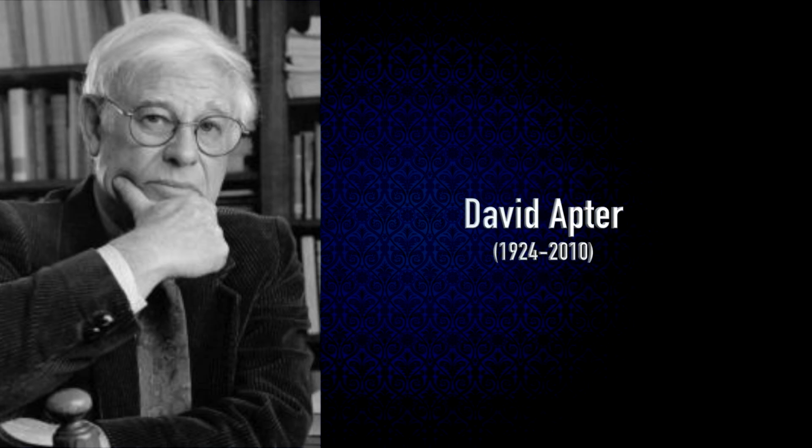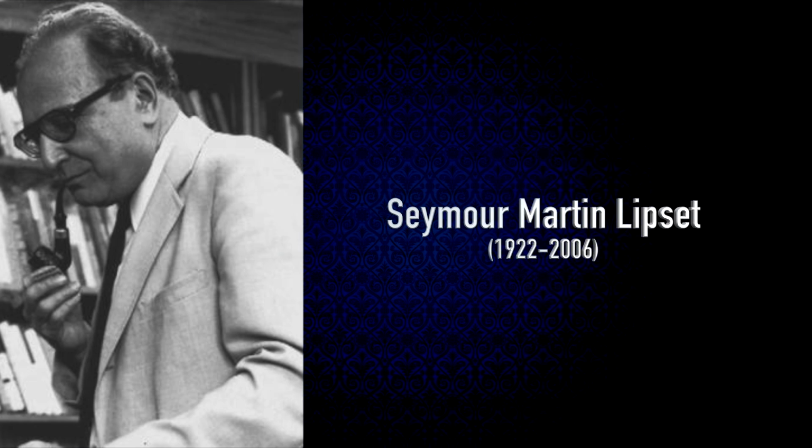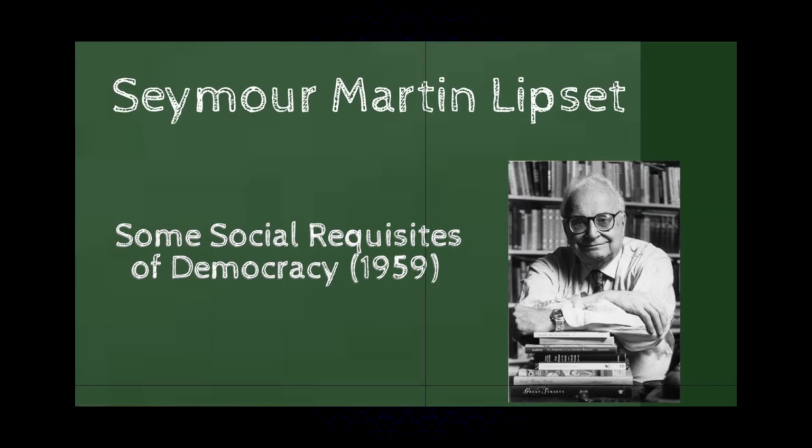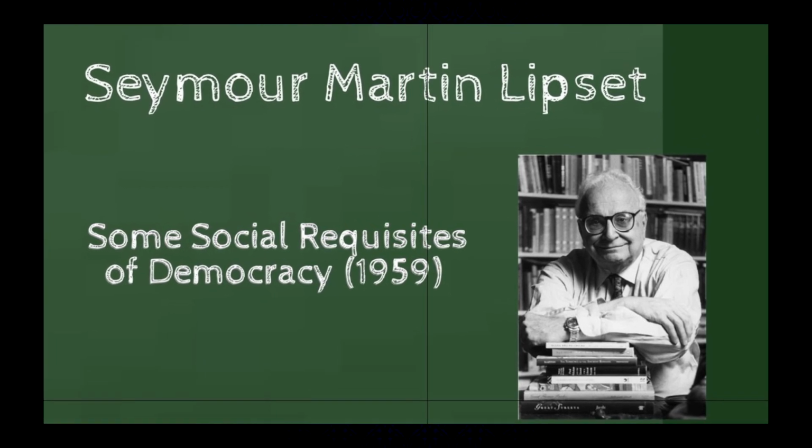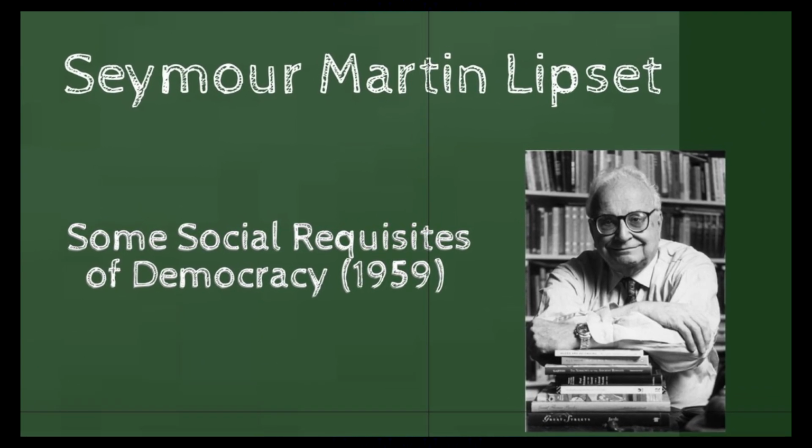David Apter, American political scientist and sociologist, concentrated on the political system and history of democracy, researching the connection between democracy, good governance, efficiency and modernization. Seymour Martin Lipset, American sociologist, in Some Social Requisites of Democracy, published in 1959, argued that economic development sets off a series of profound social changes that together tend to produce democracy.